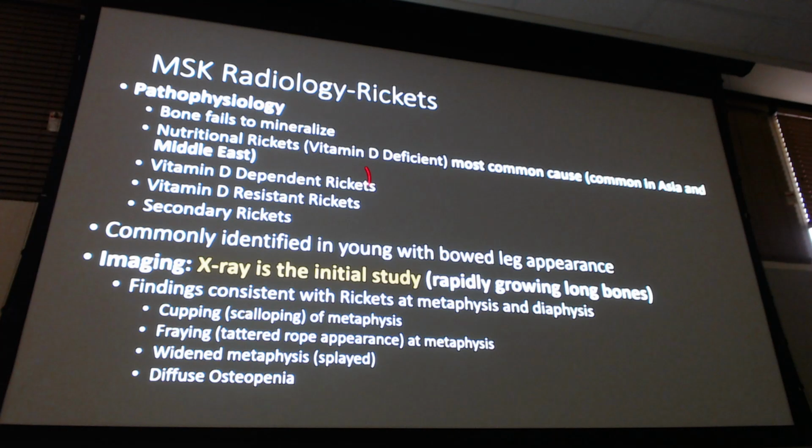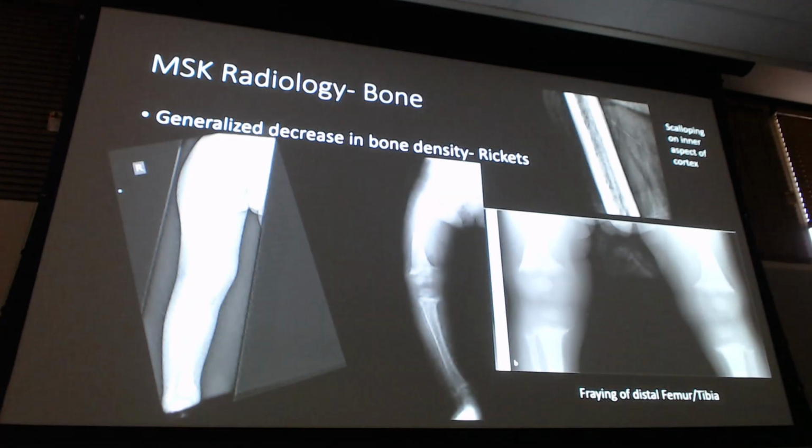There's dependent, resistant, and secondary. I don't care about that for this course, okay? I care that you know that it's young people with a bow-legged appearance. X-ray is your initial study. And the findings that are consistent are looking at the cupping and the fraying of the metaphysis, which is another word for the growth plate area, okay?